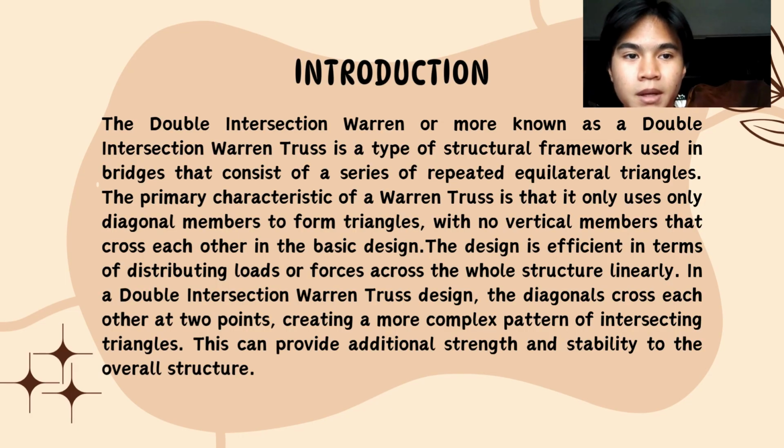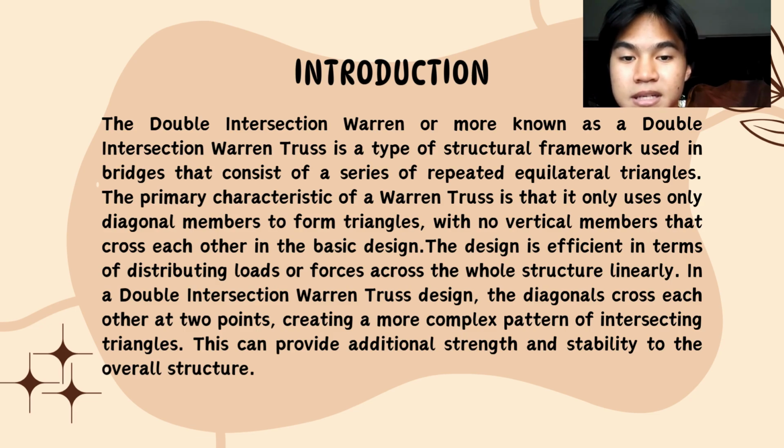For the introduction, the double intersection Warren truss is a type of structural framework used in bridges that consists of a series of repeated equilateral triangles. The primary characteristic of a Warren truss is that it uses only diagonal members to form triangles, with no vertical members that cross each other in the basic design. The design is efficient in distributing loads or forces across the whole structure linearly.